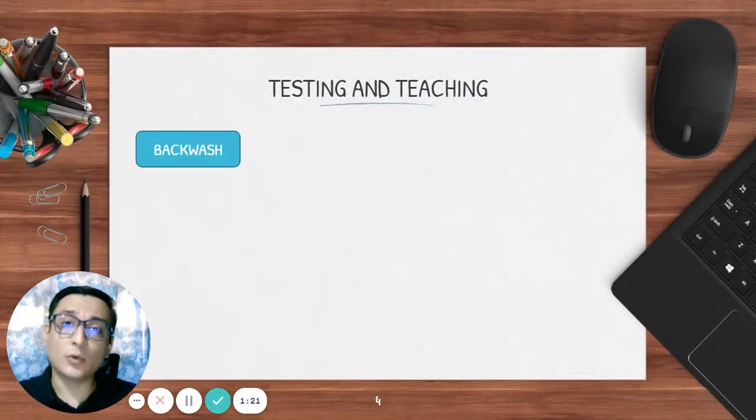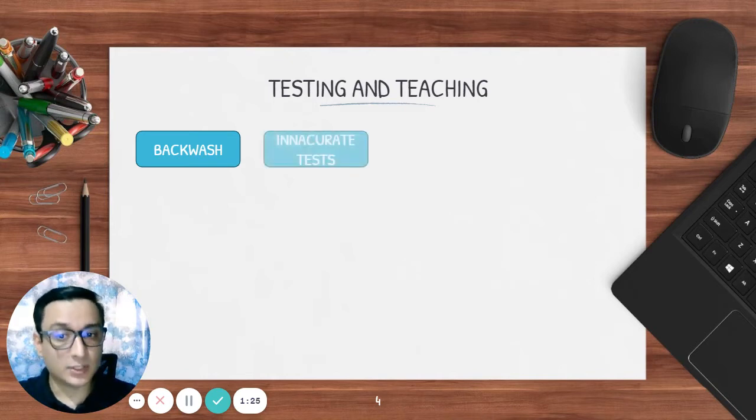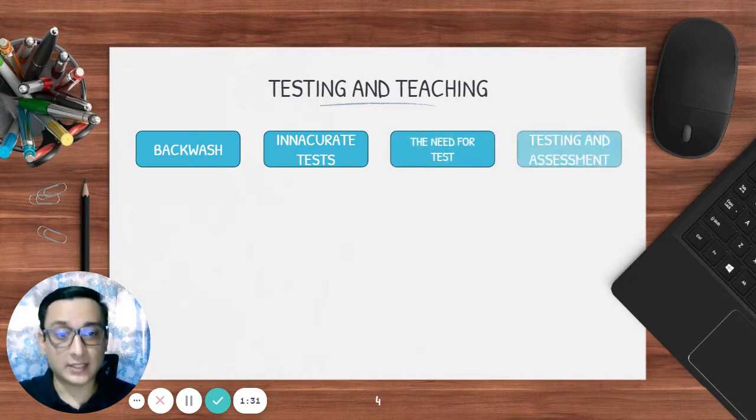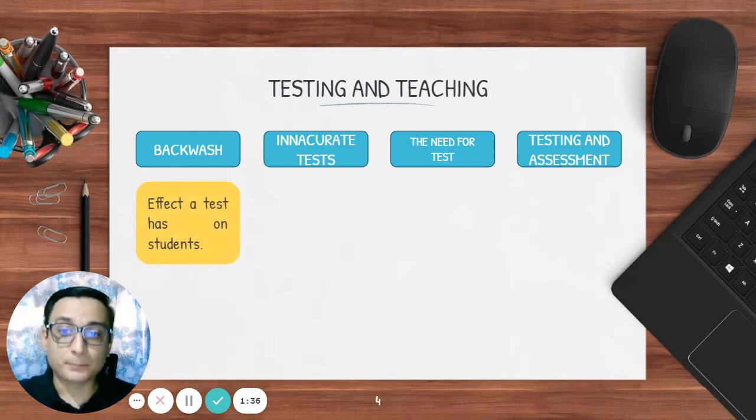We actually have four different things we need to consider as well. Backwash, or washback, you can see it that way as well. Inaccurate tests, the need for tests, and testing and assessing. What is backwash or washback? It's pretty much the effect that a test has on students.